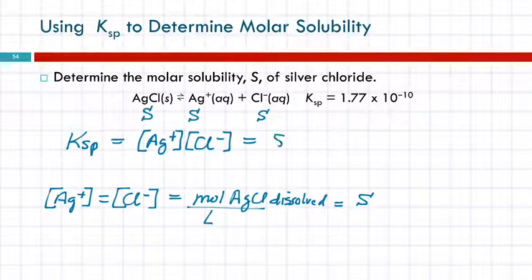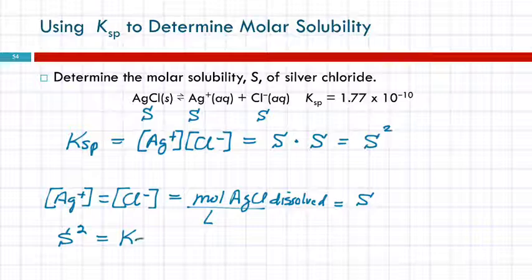So that's going to be S times S. We usually call that S squared. So S squared is equal to Ksp. What does S equal then? It's the square root of Ksp. S squared is Ksp. I need to take the square root of this and the square root of that.